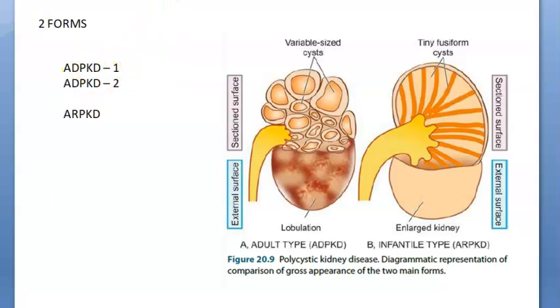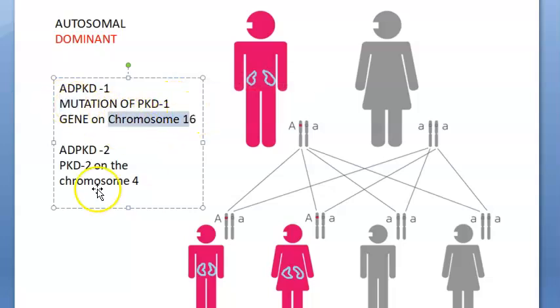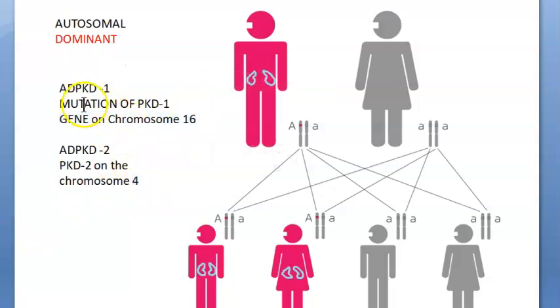In that there are types 1 and 2. What genes are affected, you'll see. In ADPKD1, it is the PKD1 gene which is mutated, which is on chromosome 16. And if it is ADPKD2, then the PKD2 gene on chromosome 4 is affected. Chromosome 16, chromosome 4, 4 fours are 16, something like that you can remember. There are two types in the adult variety itself.